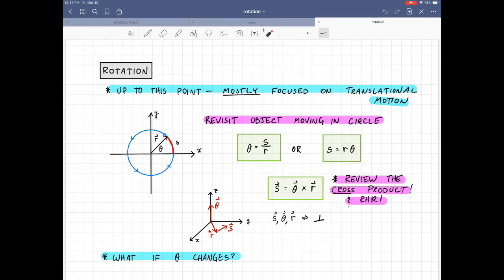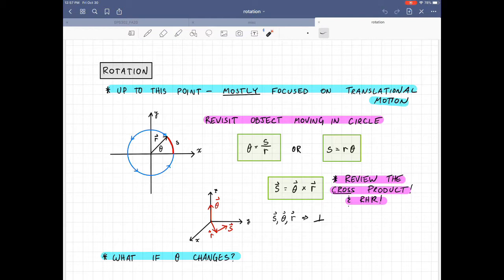All right, we are going to switch gears a little bit, and move from discussing collisions and conservation of energy and momentum to now talking about rotation. Up until this point, pretty much everything we've done is focused on linear or translational motion. We did talk about uniform circular motion at one point, but now we're going to switch gears.